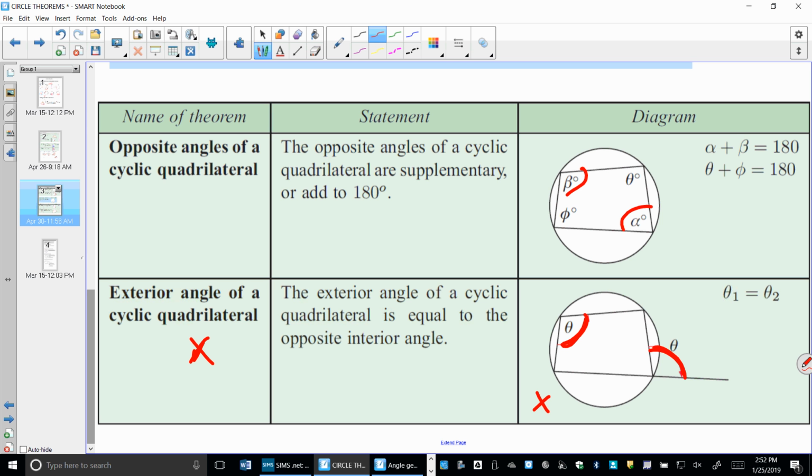Basically, you're just going to get loads of pictures of circles and asked to calculate angles. So you need to recognize all these reasons. Some will be easy, some will be harder.